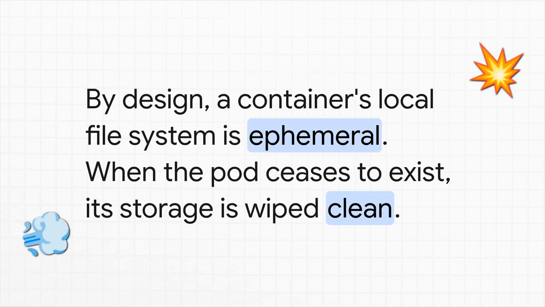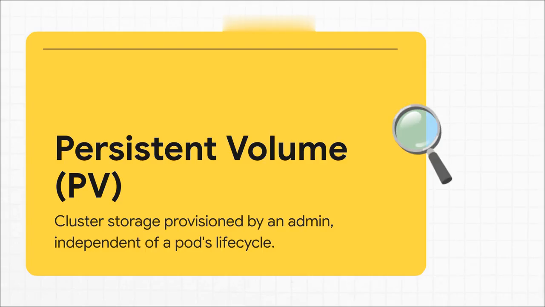See, by its very design, a container's local file system is what we call ephemeral. It's temporary. So the second that pod disappears, all of its storage is just wiped clean. Now that's great for stateless apps, no problem there. But for anything that actually needs to remember stuff, we're talking databases, user uploads, you name it, this is an absolute deal breaker. So how do we fix this, right?